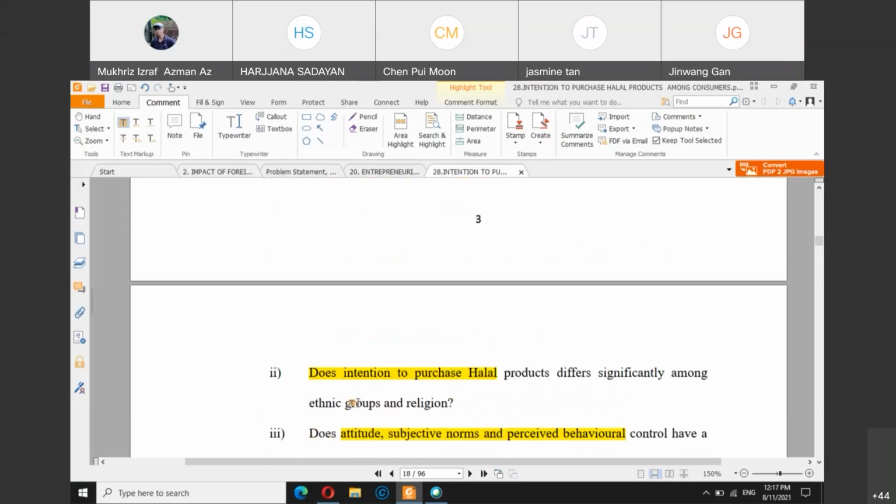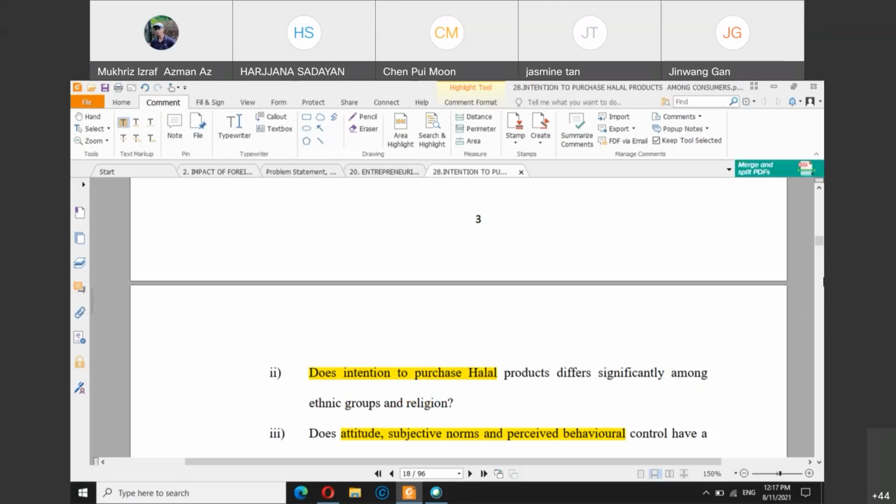Okay, the same goes with ethnic. Maybe there are differences in terms of ethnic group and religion. For example, for Muslims, of course, halal products will be more relevant compared to other religions, because for some religions, the word halal is more applicable to Muslims. But maybe some other religions are also looking for halal products for other reasons, maybe because of quality assurance and whatnot. So, but you cannot simply introduce this research question without mentioning this factor in the background.